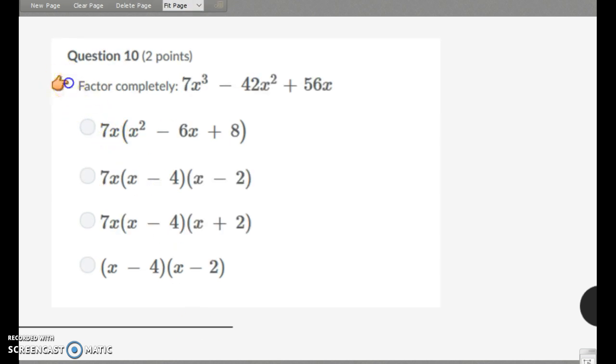Question number 10, factor completely 7x cubed minus 42x squared plus 56x. Answer choices are 7x times the quantity x squared minus 6x plus 8. Second choice, 7x times the quantity x minus 4 times the quantity x minus 2. Third choice, 7x times the quantity x minus 4 times the quantity x plus 2. And last choice, the quantity x minus 4 times the quantity x minus 2.